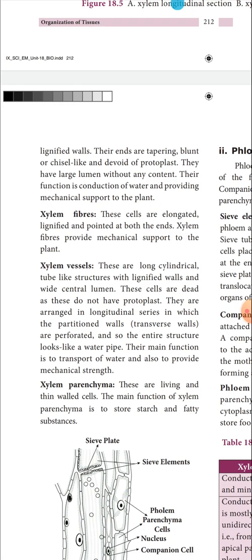Living cell. Okay, right. Then coming to common function, the xylem vessels and tracheids are tube-like, arranged one above the other in longitudinal way, looking like a pipe system, and both are involved in conduction of water and provide mechanical strength to the plant. And next one is xylem fibers. What is meant by xylem fibers? Xylem fibers are also long pointed structures, both ends are pointed, and they provide only mechanical support and do not involve in the conduction of water.